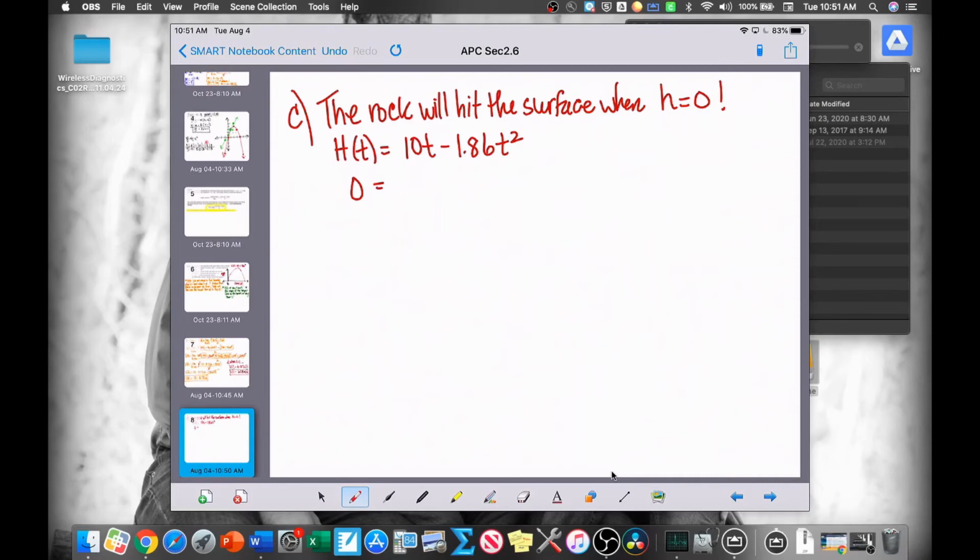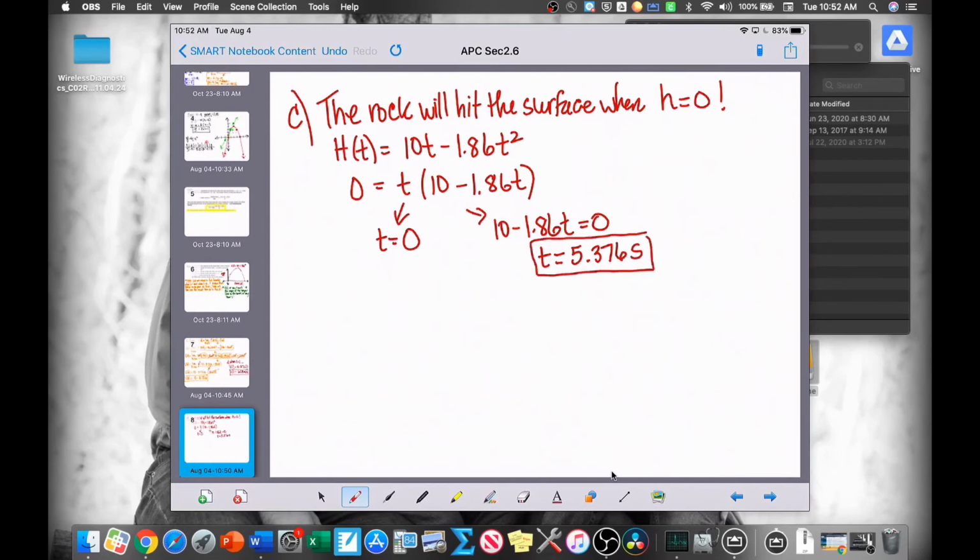And I can factor a t out. So t times 10 minus 1.86 t. And if I use the zero product property, that tells me that the height of the rock is 0 at time 0, right before we throw it. That makes sense. And then if I say 10 minus 1.86 t is equal to 0, and I solve that for t, that's going to give me t equals 5.376 seconds. All right, so that's when the rock will hit the surface, after 5.376 seconds.